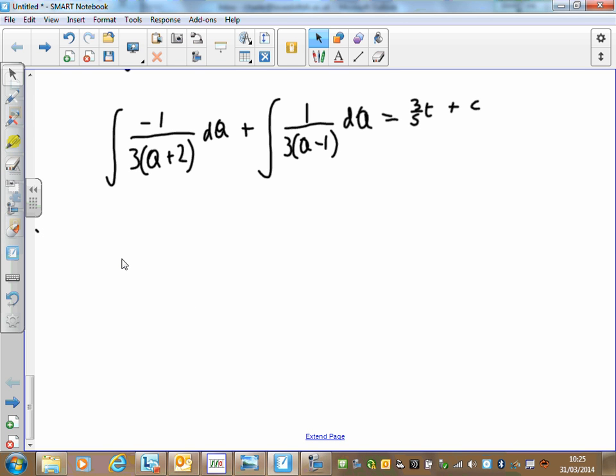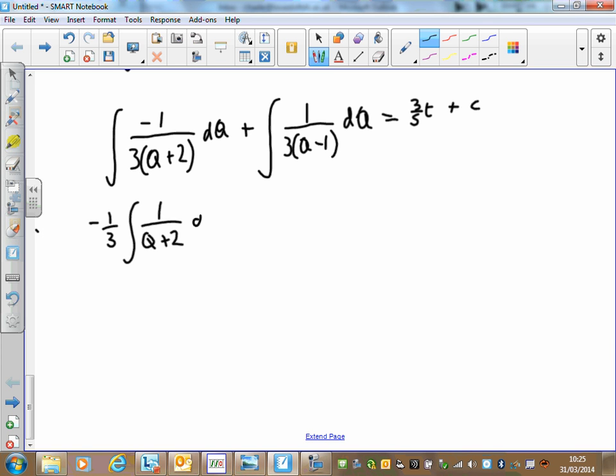Now, what am I going to do with this minus a third for this integration? This 1/3 I'll take outside as well. Some of you might be able to do this in quicker steps. Now, to solve these, you'd do it by substitution. Make u equal to q plus 2.